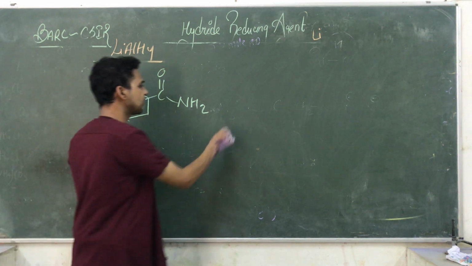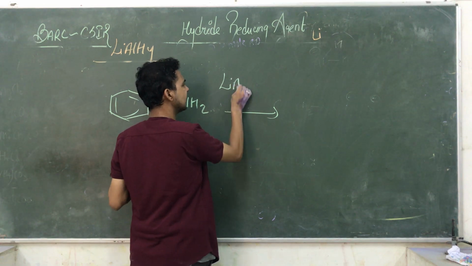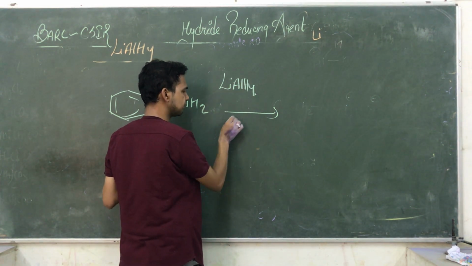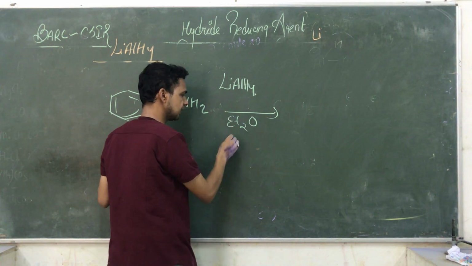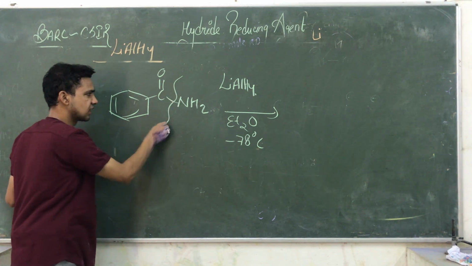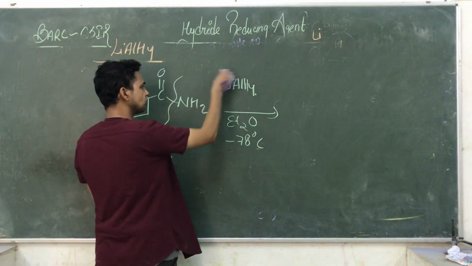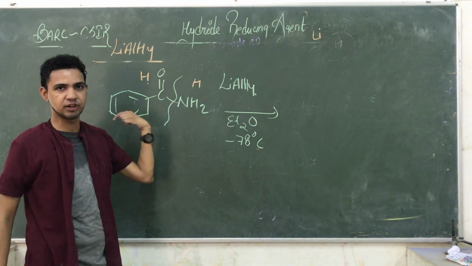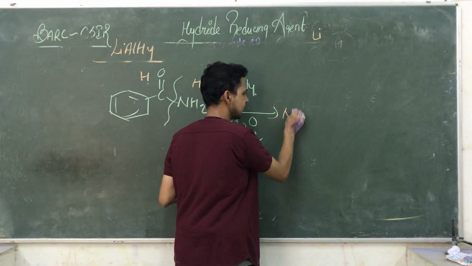Okay. So, if we are using here LiAlH4 in the presence of diethyl ether, temperature 78 degrees Celsius, the compound is decomposed from here. One hydrogen is coming here, another hydrogen is here. So NH2 is taking hydrogen and is removed in the form of NH3.